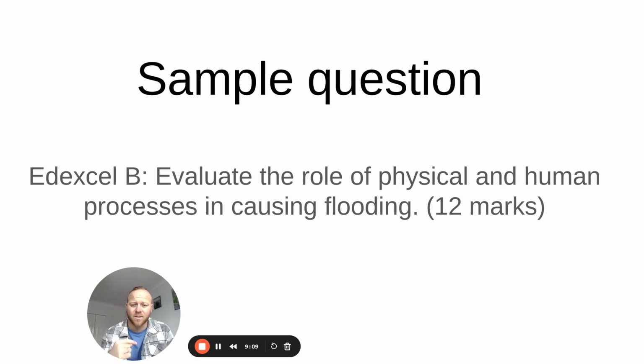And then do the same for physical. Talk about geology, relief, or heavy precipitation. And then your conclusion would be weighing all of that up and saying which is the biggest cause in your opinion and why. Does it have more of an impact in the short term or the long term? Okay. And that's when we start talking about real evaluation, those AO3 themes.